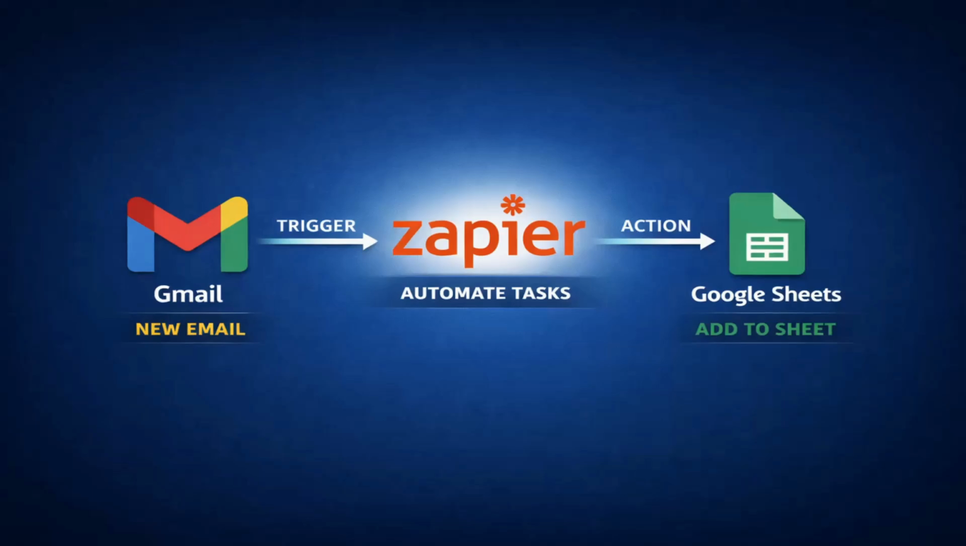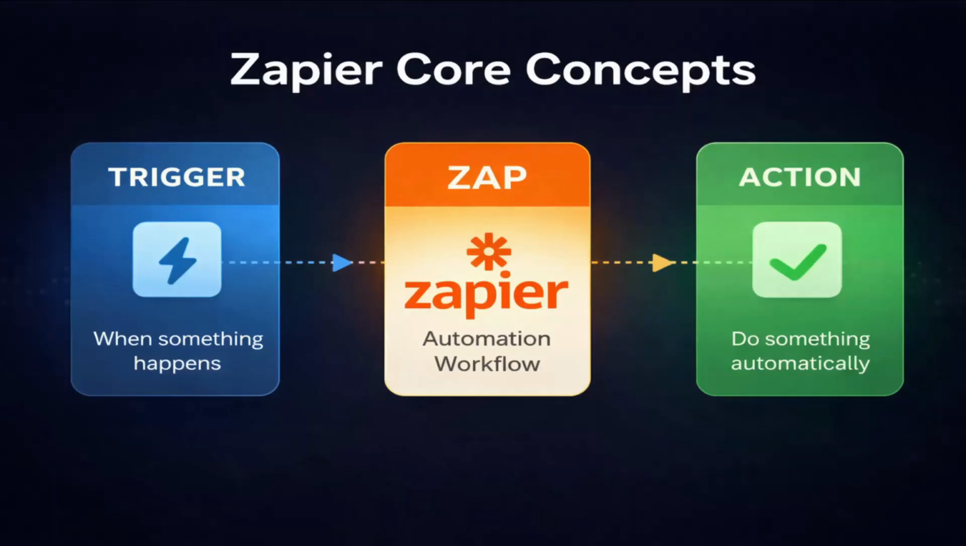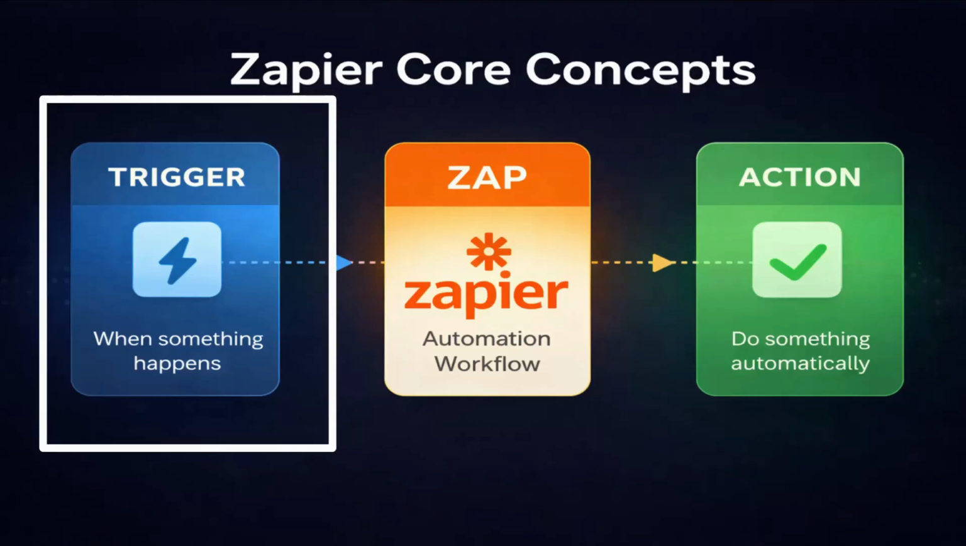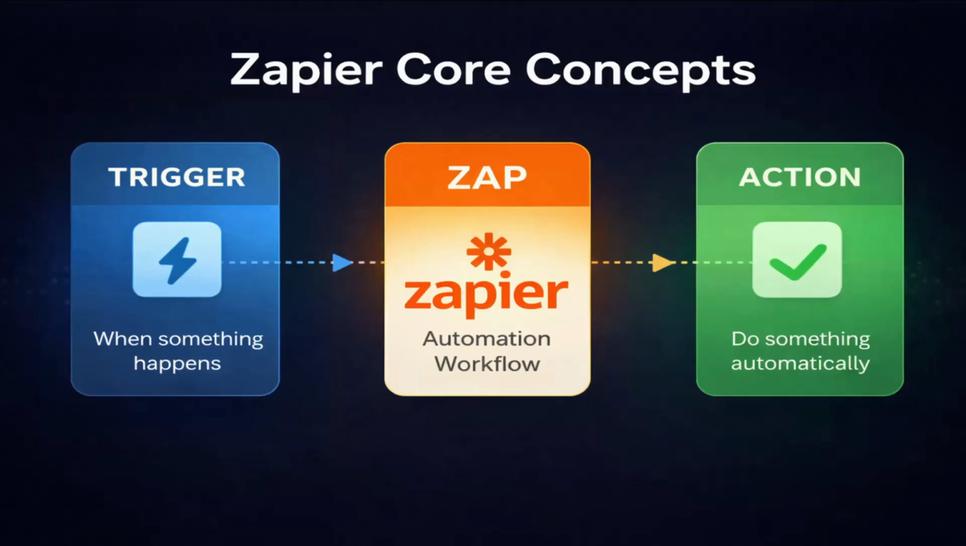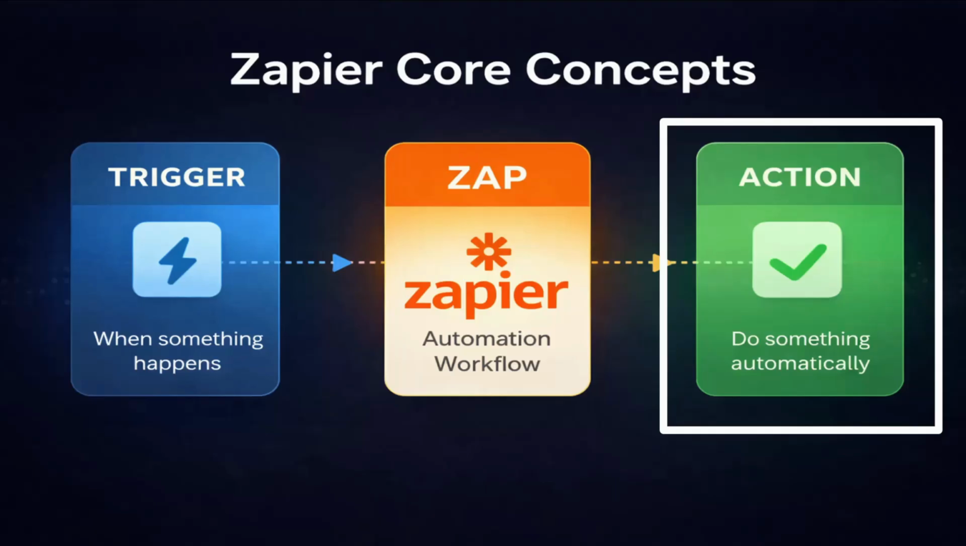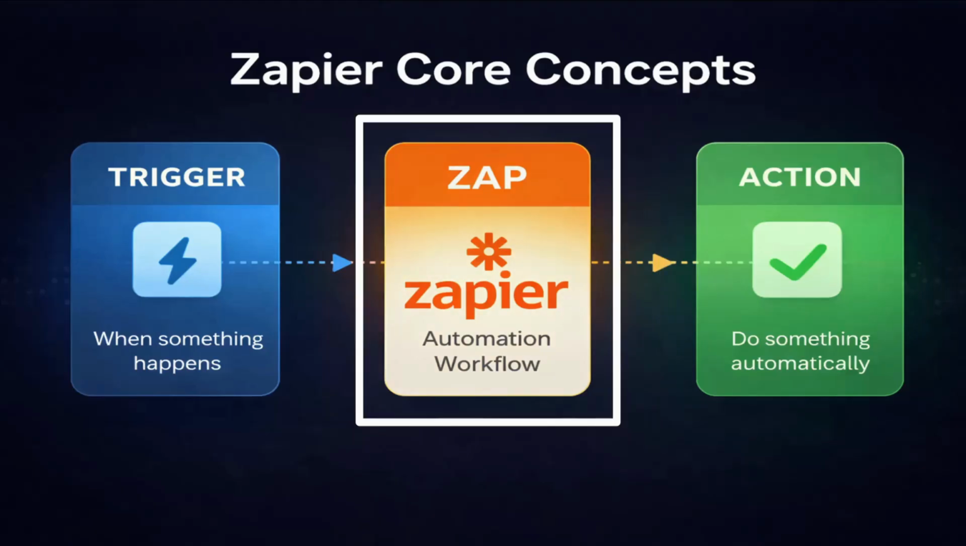Before we build anything, let's understand three important terms. First is trigger. A trigger is the event that starts an automation. For example, receiving a new email in Gmail. Second important term is action. An action is what happens after the trigger. For example, creating a new row in Google Sheets. And final term is Zap. A Zap is a complete workflow. It includes one trigger and one or more actions.